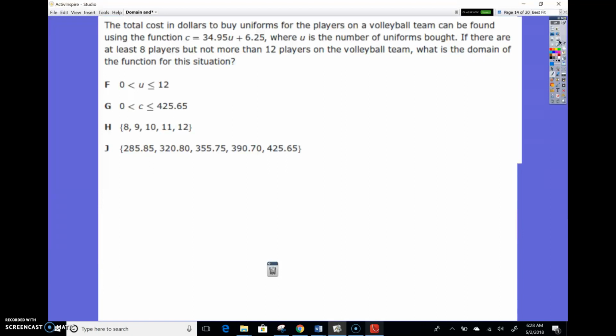The total cost in dollars to buy uniforms for the players on a volleyball team can be found using the function C equals, where U is the number of uniforms. If there are at least 8 players, so I start at 8, but not more than 12, and I go to 12, what is the domain? The domain is your U. That's going to be your uniforms. The number of players is going to be the same as the number of uniforms, so it's going to be 8 to 12: 8, 9, 10, 11, 12.